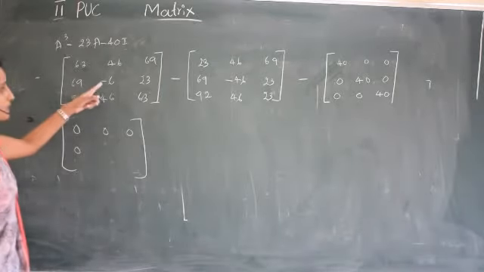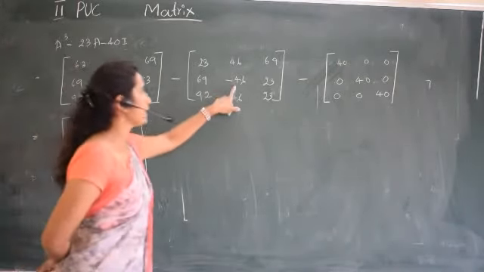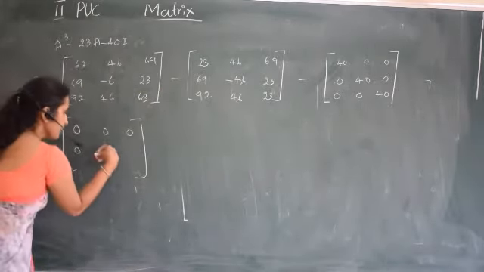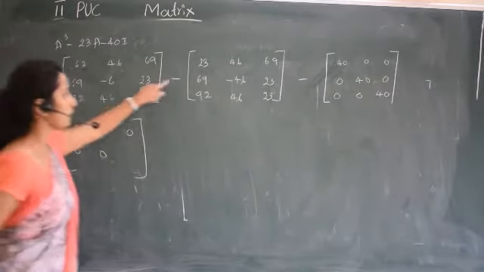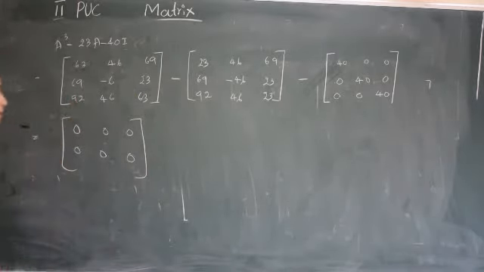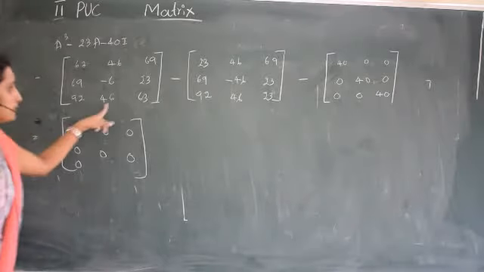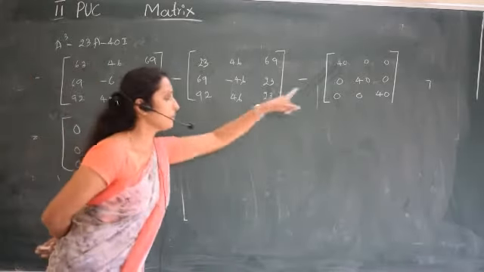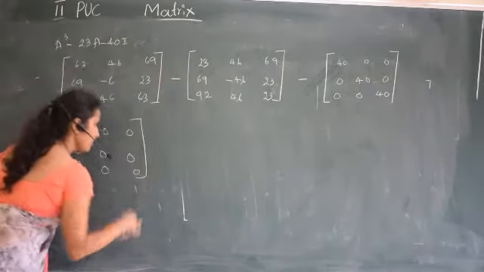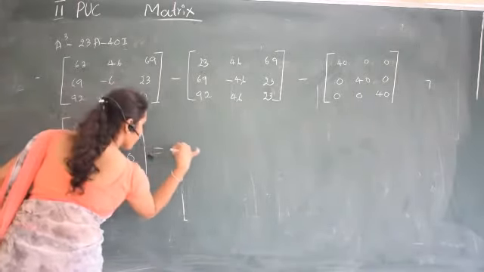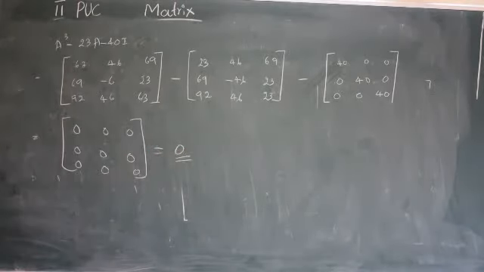Next one is minus 6. Minus into minus is plus 46. Plus 46 minus 6 is plus 40, minus 40 will be 0. Next 23 minus 23 and 0 is 0. So 92 minus 92 is 0. 46 minus 46 is 0. Next 63 minus 23 minus 40 will be 0. So we got all 0, which means it is a 0 matrix. So we have proved A cube minus 23A minus 40I is equal to 0.